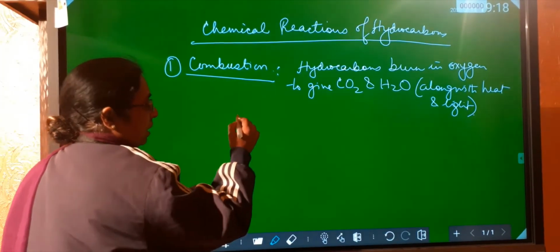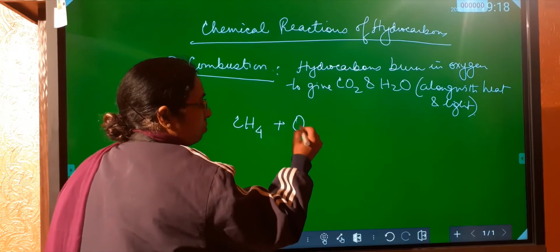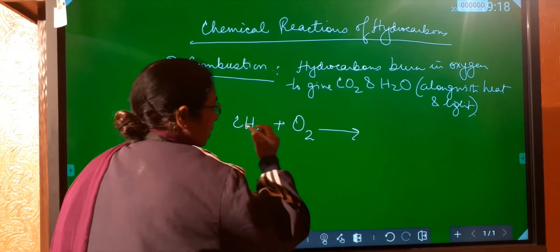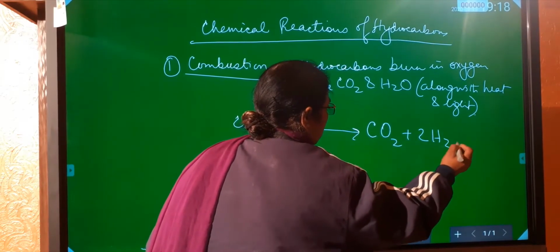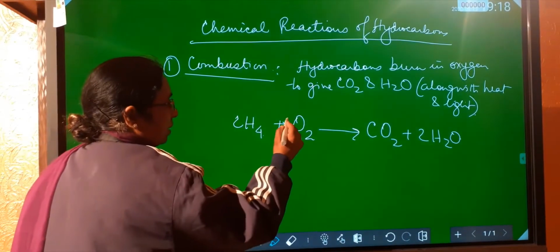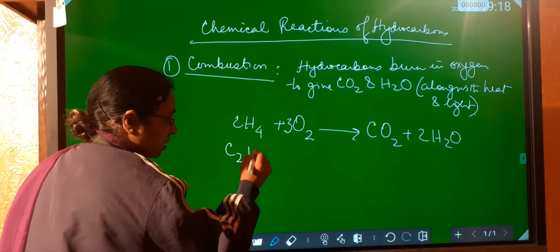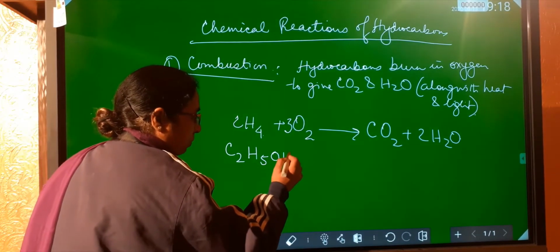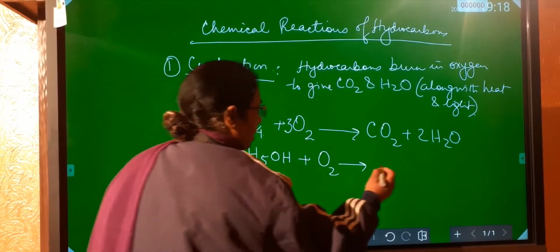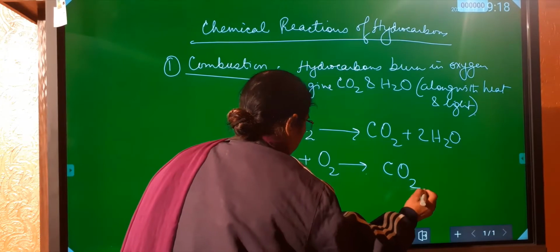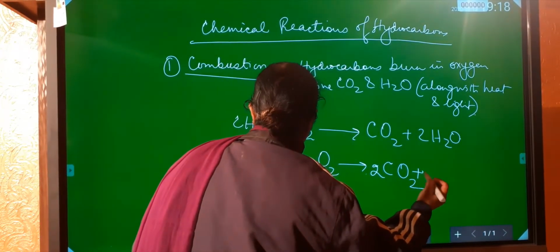So we can take any hydrocarbon. Supposing I take CH4 and burn it with oxygen, then what will I be getting? CO2 plus H2O, and I can write over here 3O2. Another hydrocarbon, if I take C2H5OH and burn it in oxygen, what will I be getting? Accordingly, I will be getting CO2 plus H2O.